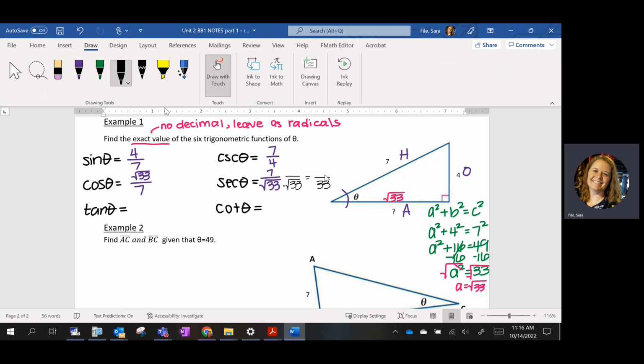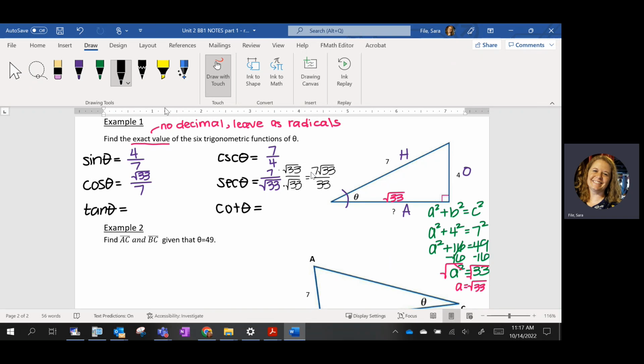I can't just change the answer. So to keep it the same ratio, I have to multiply the numerator by the same number, square root of 33. So 7 times square root of 33 is just 7 square root of 33. So that is my secant value, rationalized.